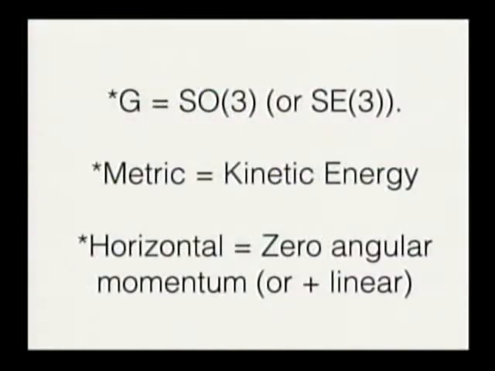So I just did all this stuff. The metric is kinetic energy, horizontal is perpendicular. Horizontal is zero angular momentum. The group for the falling cat business or the microorganism is SE3 or SO3.